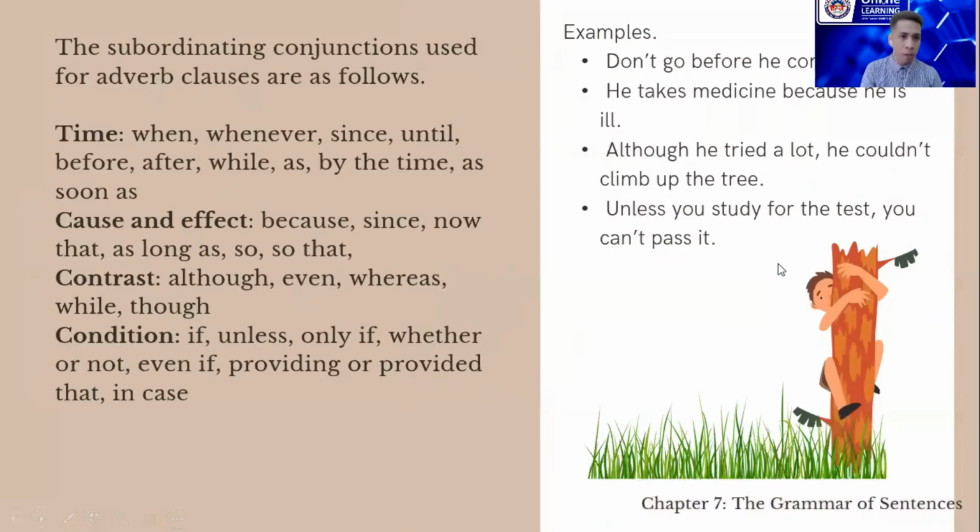Okay, the subordinating conjunctions used for adverb clauses are as follows. For time, consider these words: when, whenever, since, until, before, after, while, as, by the time, as soon as, in time. If it's cause and effect: because, since, now that, as long as, so, and so that. In contrast: although, even though, whereas, while, though. In condition: if, unless, only if, whether or not, even if, providing or provided that, in case.